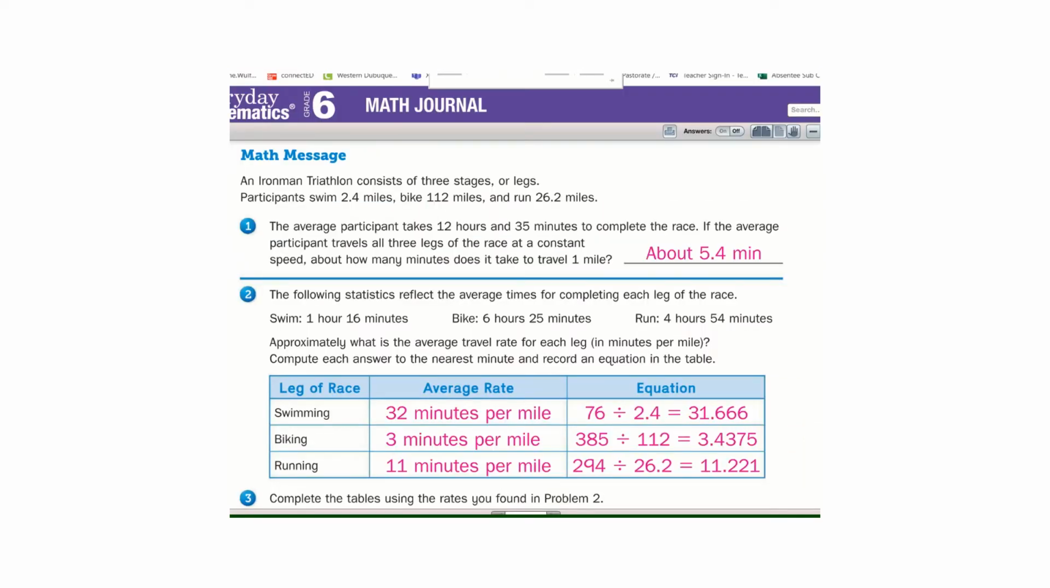So approximately 32 minutes for the swimming, and then they showed their work there. 76 minutes for the swimming because it's an hour and 16 minutes. So that's 76 minutes divided by, look up at the top, swimming was 2.4 miles. So 31.666, okay, 32 miles. So they showed you what they did there.